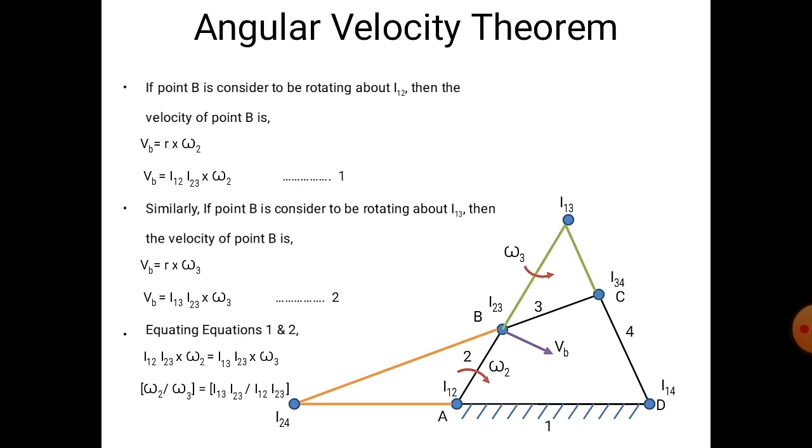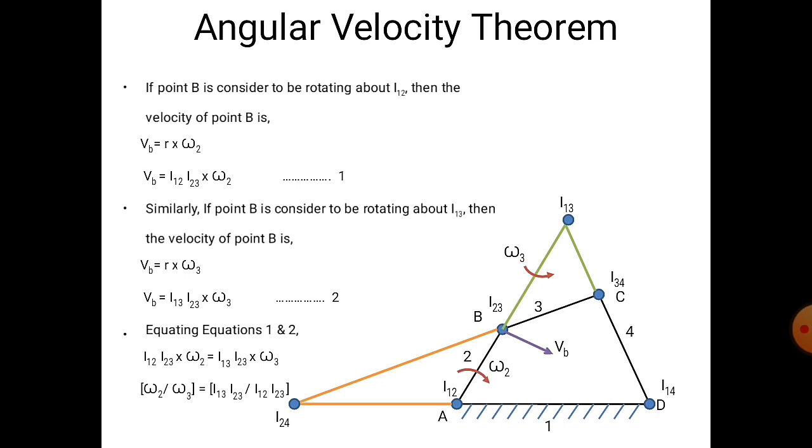So here you need to remember that I13 I23 is nothing but the distance between the eye centers I13 and I23. I12 I23 is representing the distance between the eye centers I12 and I23. So this is the angular velocity theorem.